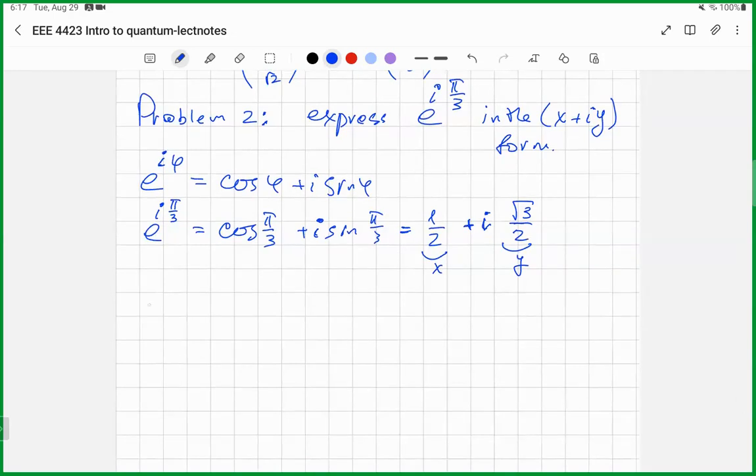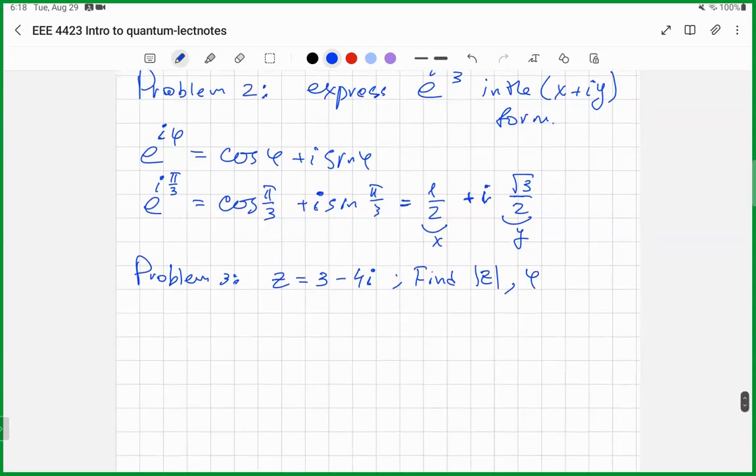Let's consider yet another problem, problem 3, and find, for example, the absolute value and the angle phi of a simple complex number. Let's take 3 minus 4i, something like this. So we need to find the absolute value of z and an angle phi.